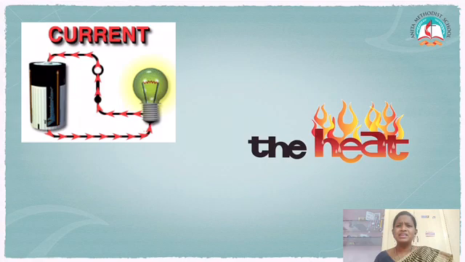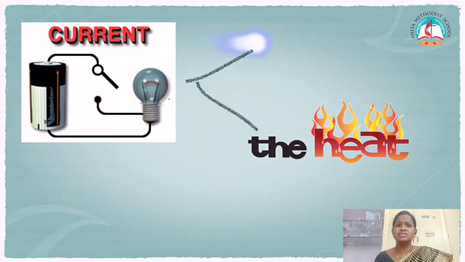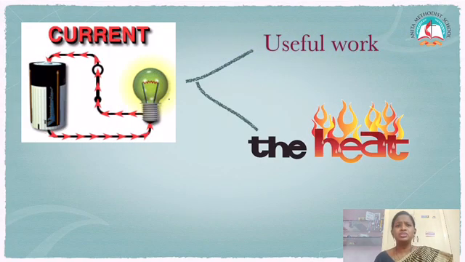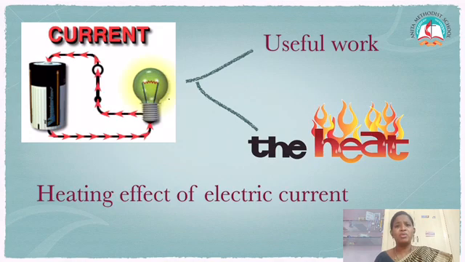When electric current is continuously flowing through the wire, some of the electrical energy is converted into useful work and some of the energy is converted in the form of heat. So this clearly says that when electric current passes through the wire, it results in the production of heat, and this phenomenon is called the heating effect of electric current.